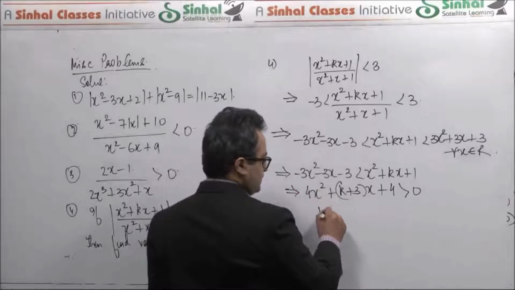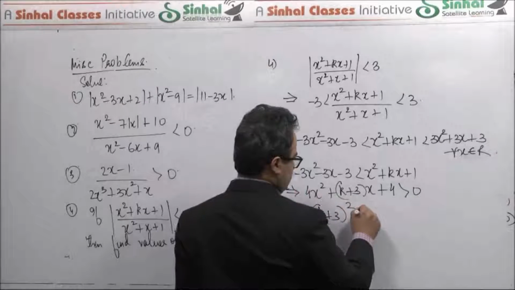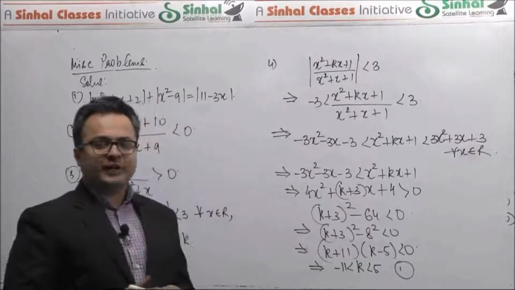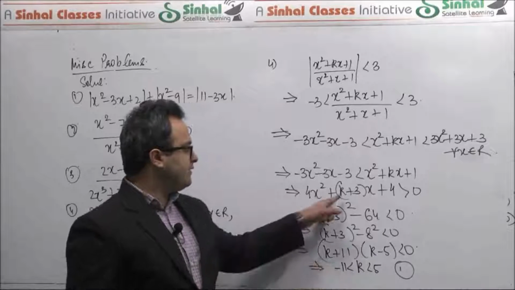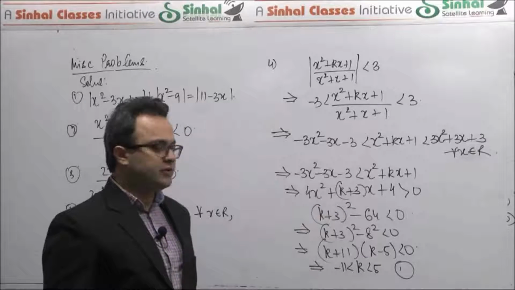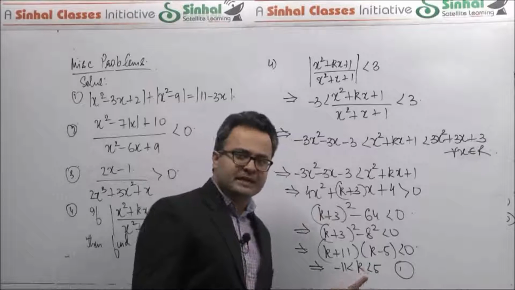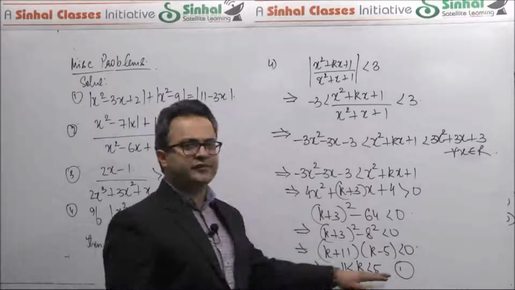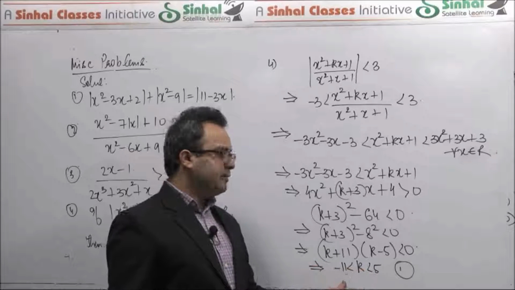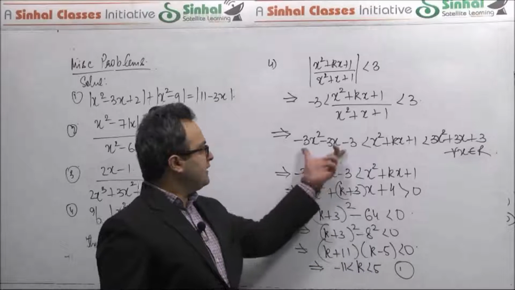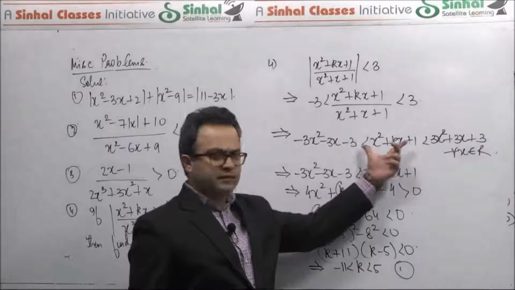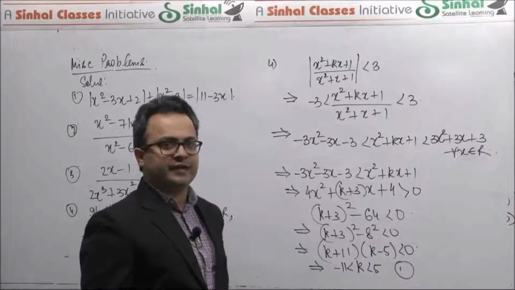So when I impose a condition that the b square minus 4ac value in this quadratic inequality should be negative, I get this set of values of k. That k should take a value between minus 11 and 5. Of course, this is not the final answer. K lying between minus 11 to 5 just ensures that this first expression is less than the second expression for all possible values of x.